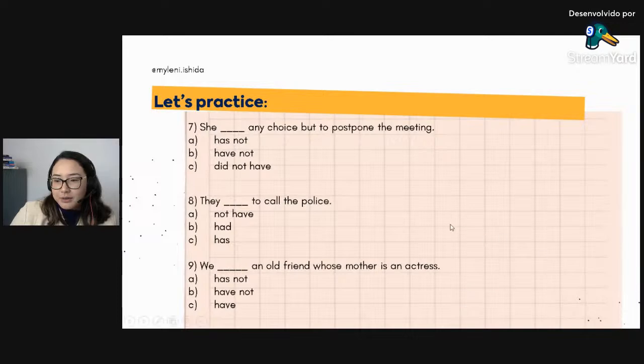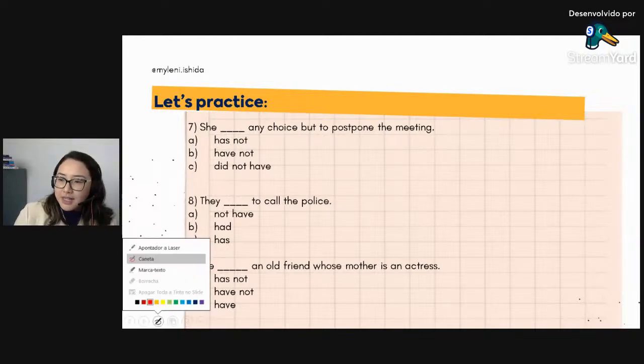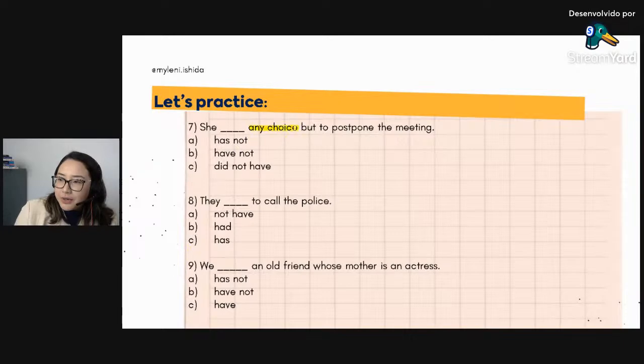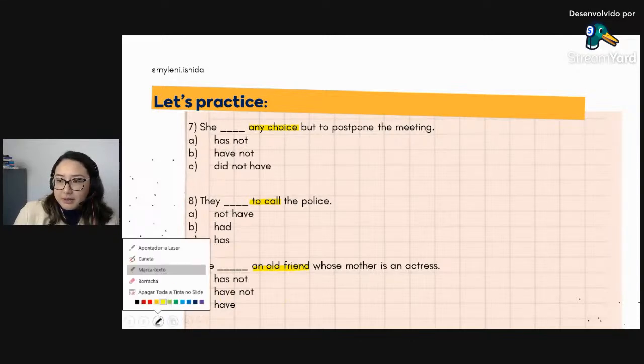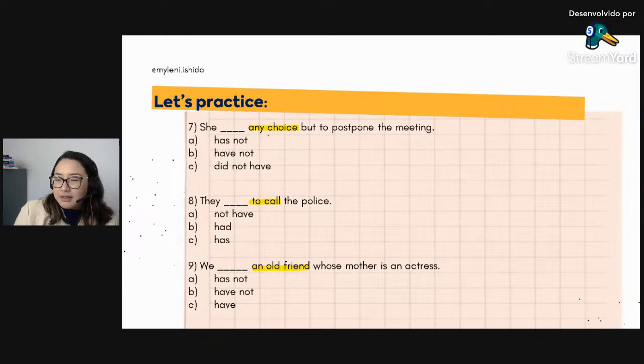Let's do this before we go. She any choice but to postpone the meeting. Okay, again, we're going to focus on what I have after any choice to call an old friend. I don't have verbs in the past participle here. This is not a verb in the past participle. This is just a verb with to, not the verb in the past participle, right? So have will be, the verb have will be the main verb.